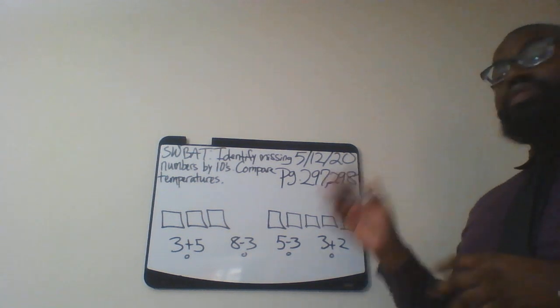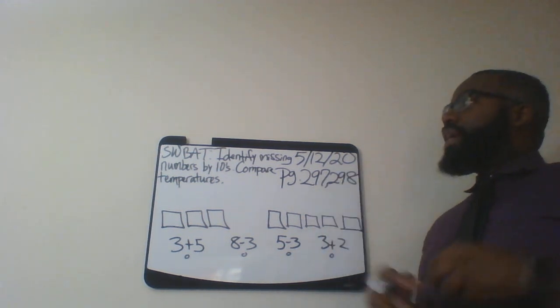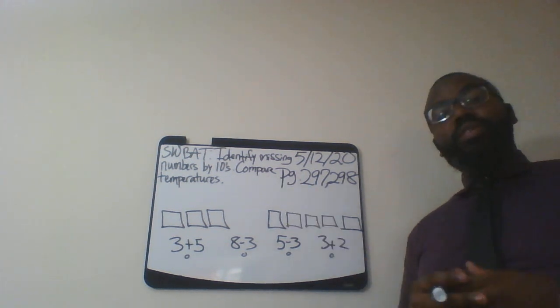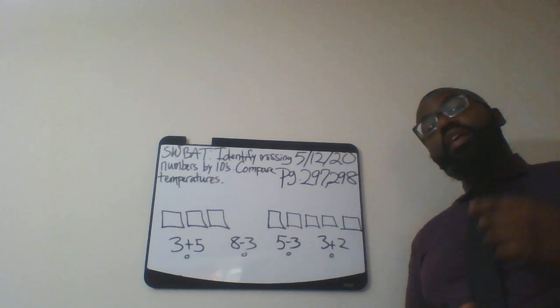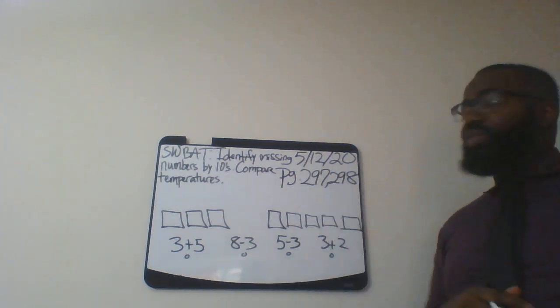So what we're going to do today for math, we're going to start from page 297. You're going to be able to identify missing numbers by 10. You'll be able to compare temperatures from the coldest temperatures. And also for today for math, you're going to be able to complete a calendar. But let's move on to number one.